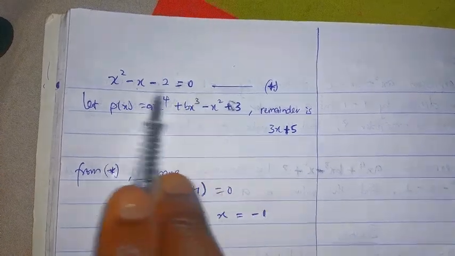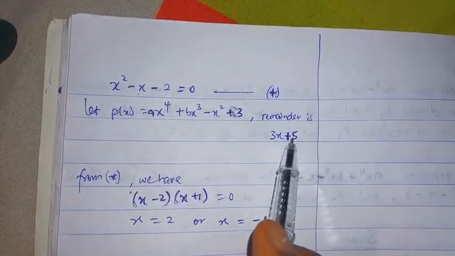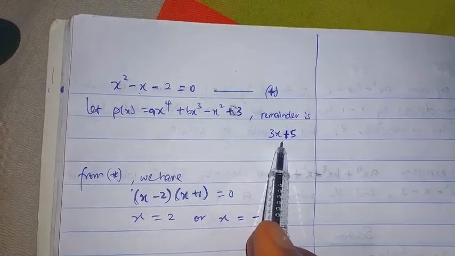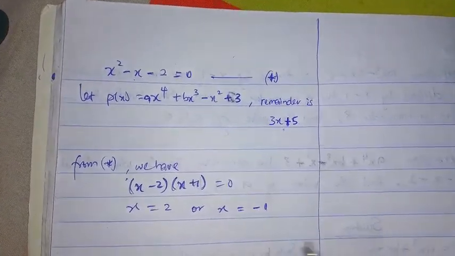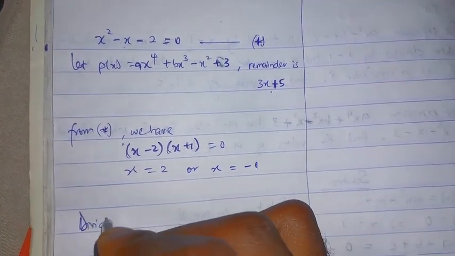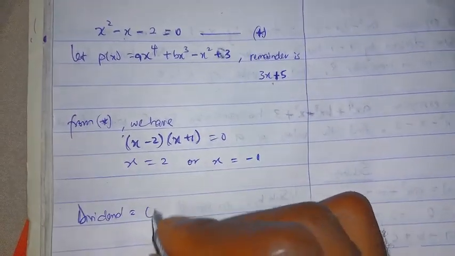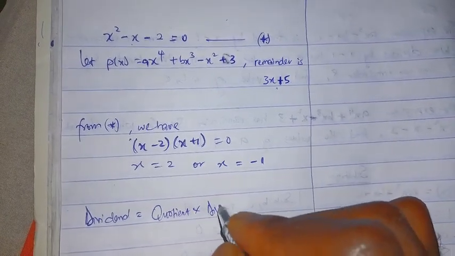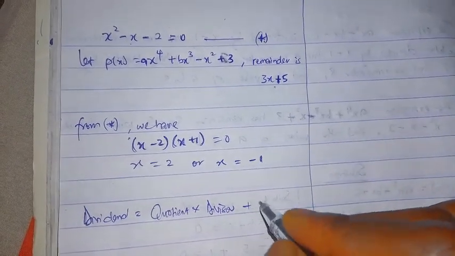this quadratic function. The best way to solve this, because I cannot split this one into 2 different terms, is to use my dividend formula, which is: dividend equals quotient times divisor plus remainder.